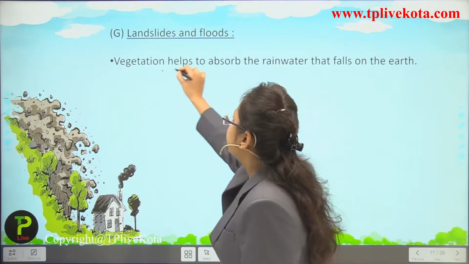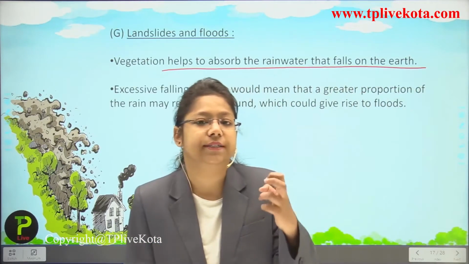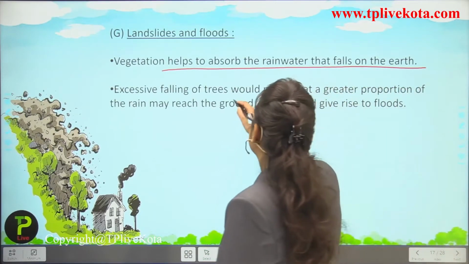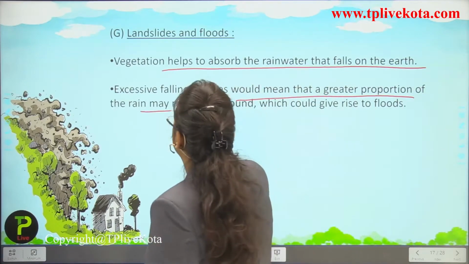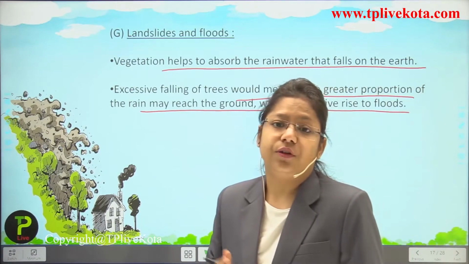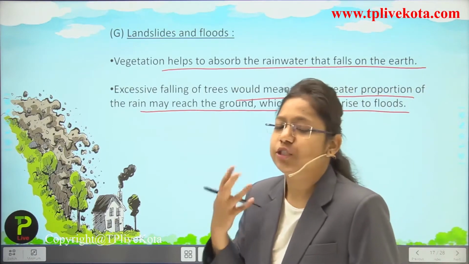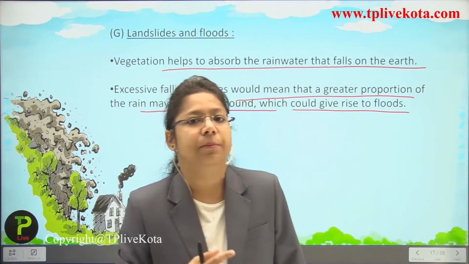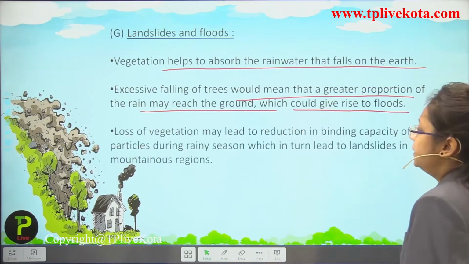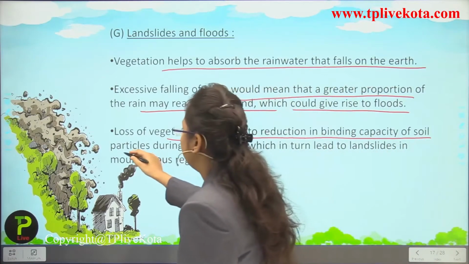Vegetation helps to absorb the rainwater that falls on the earth. So it is very important. Actually, the rainwater is absorbed by the vegetative part, that is the plant part. Excessive felling of the trees would mean that a greater proportion of the rain may reach the ground, which could give rise to floods. So the rise of floods is because of the felling of trees. Actually, the trees are not available there for absorbing the water, and what will come? The flood will arise.